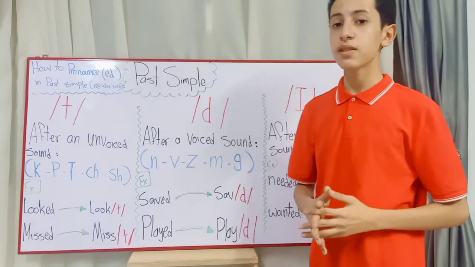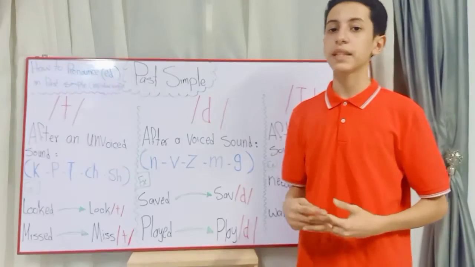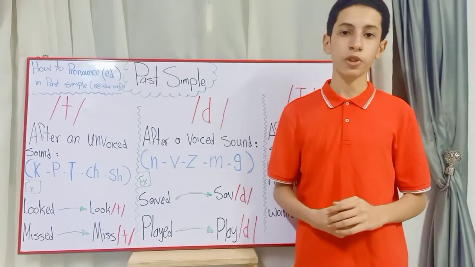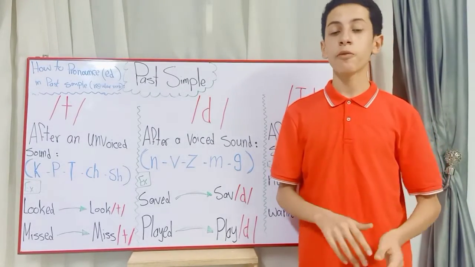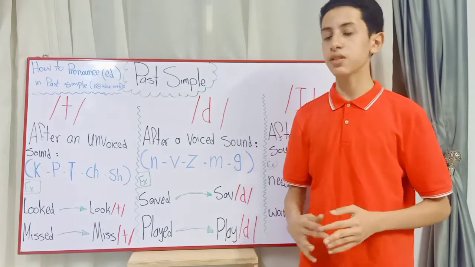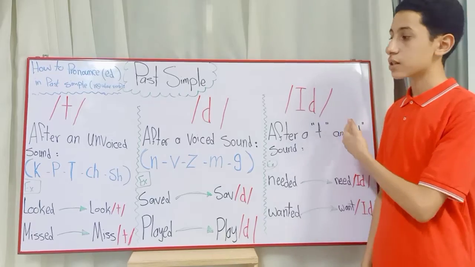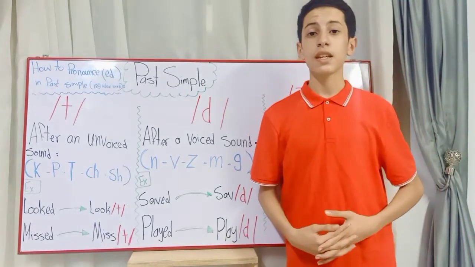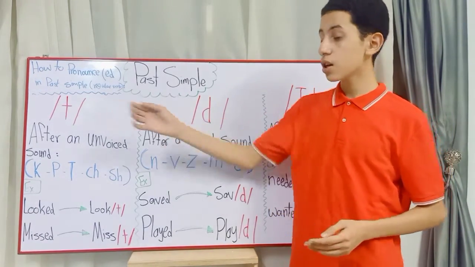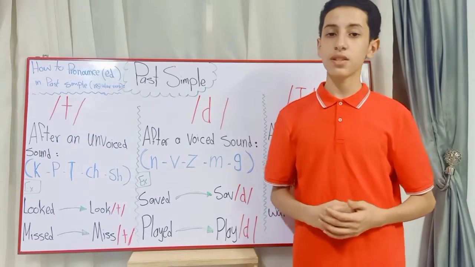Okay, so now let's see how to pronounce the ed in the past simple tense. So the ed has three different pronunciations: t, d, and id. So the ed is pronounced as t after an unvoiced sound.